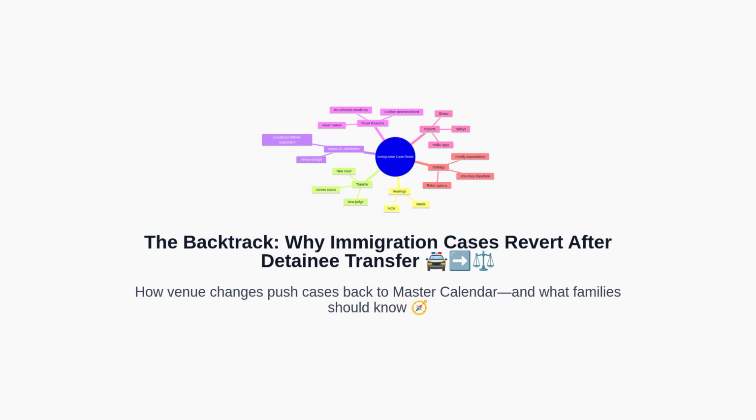Welcome. Today we will unpack why immigration cases often jump backward from a scheduled or near-term merits hearing to a new master calendar hearing after a detained person is transferred. First, we will outline how the immigration hearing system works. Then we will tie those rules to what happens during transfers. And finally, we will discuss practical steps and high-stakes considerations like prior entries and criminal history.